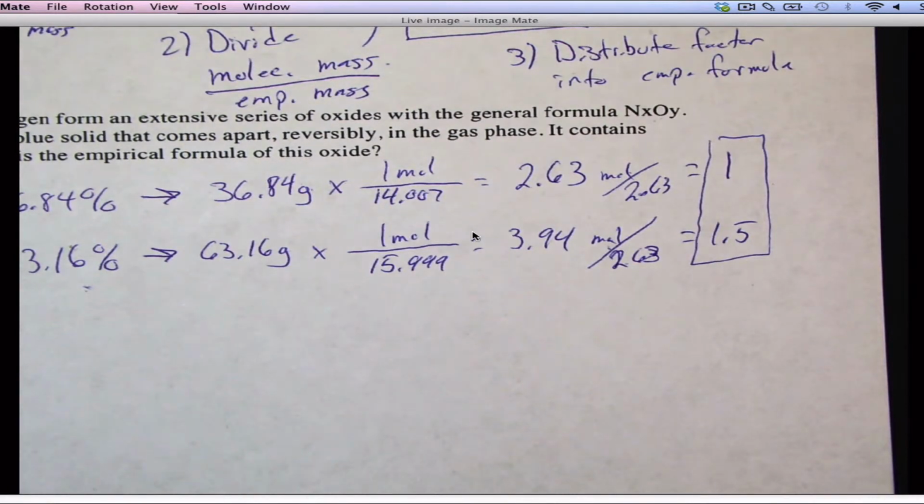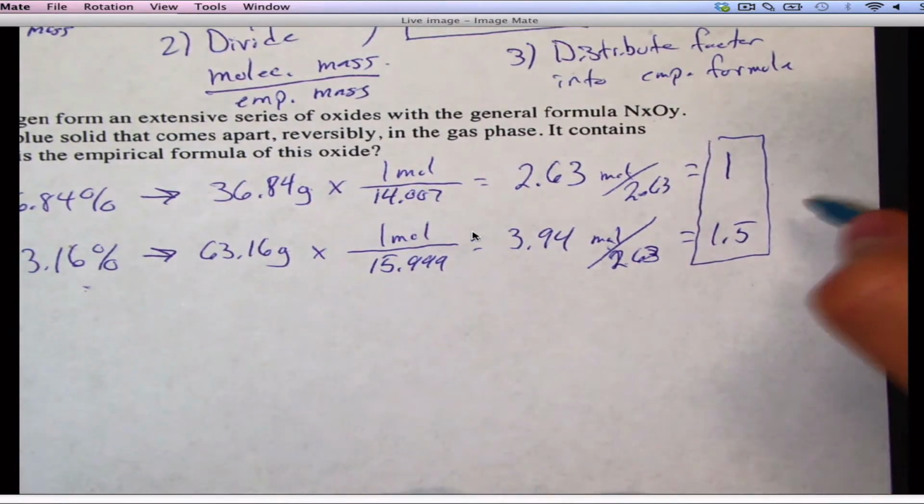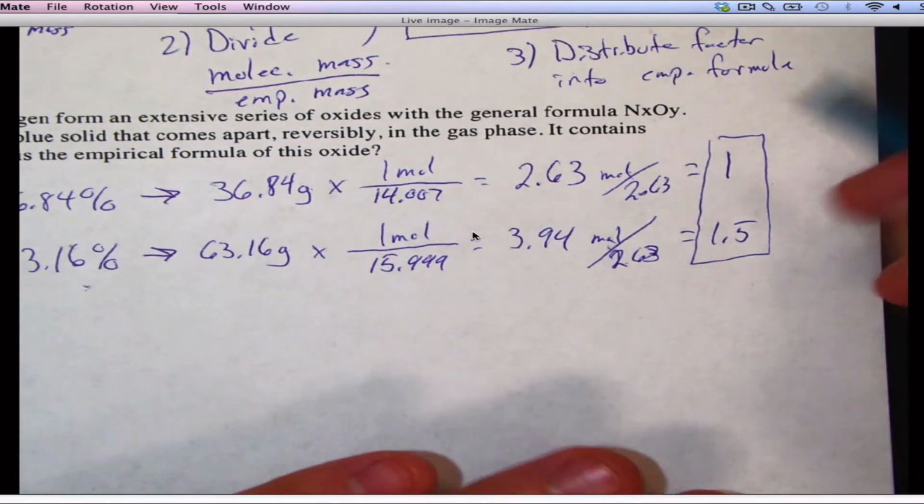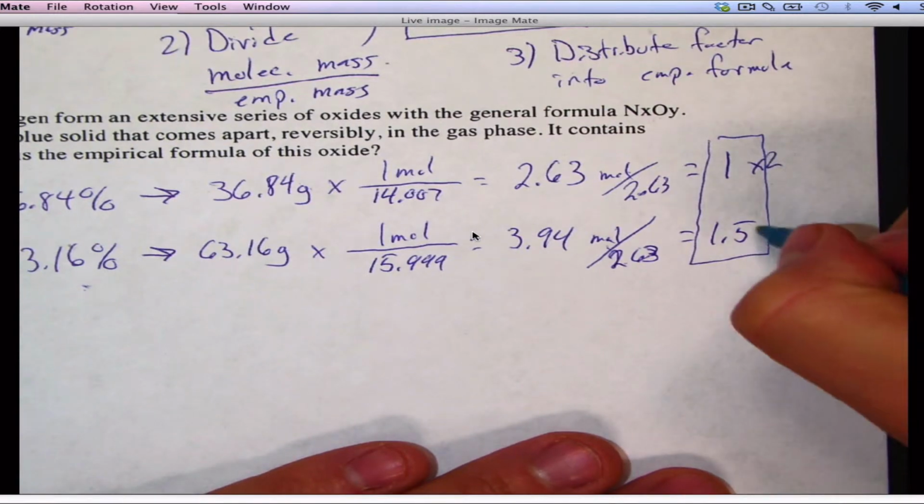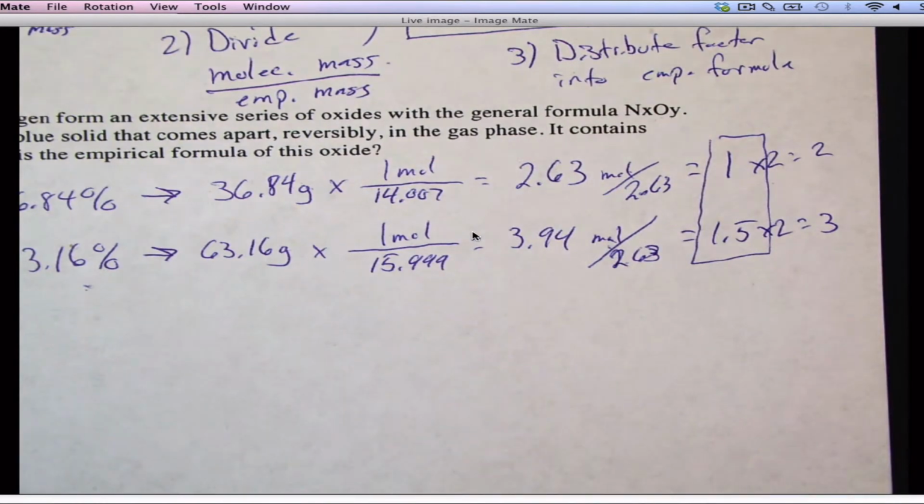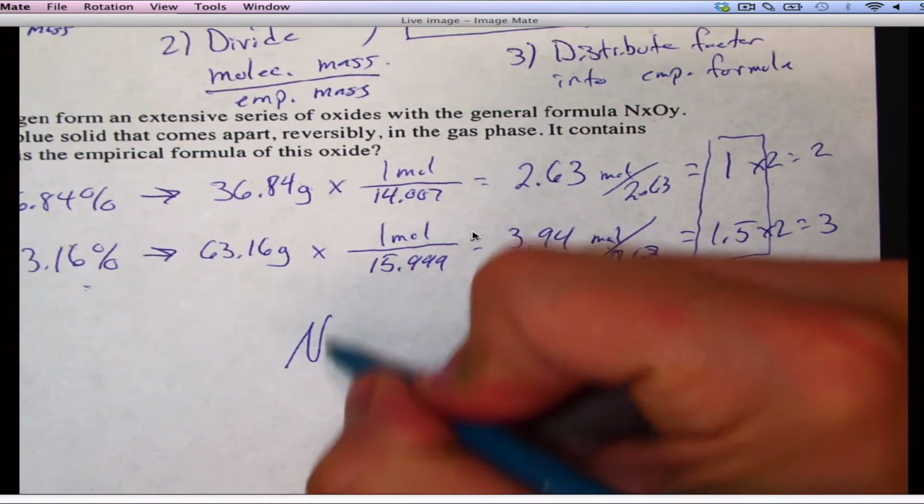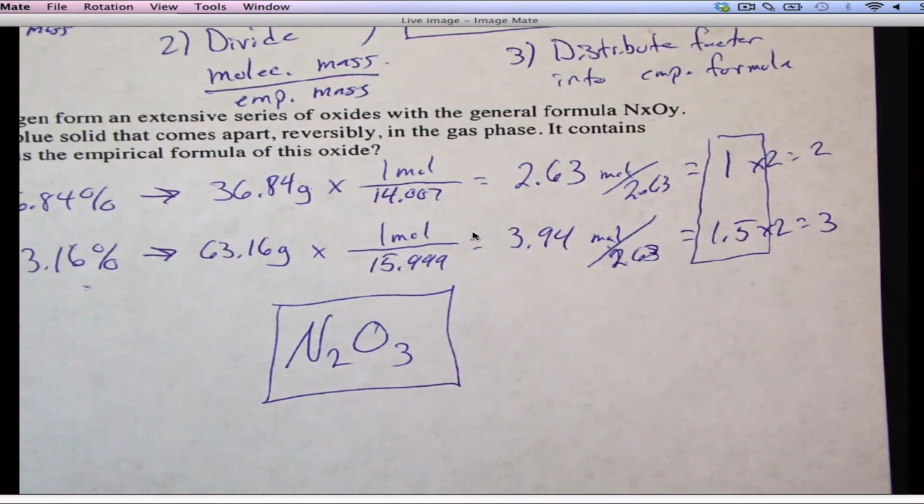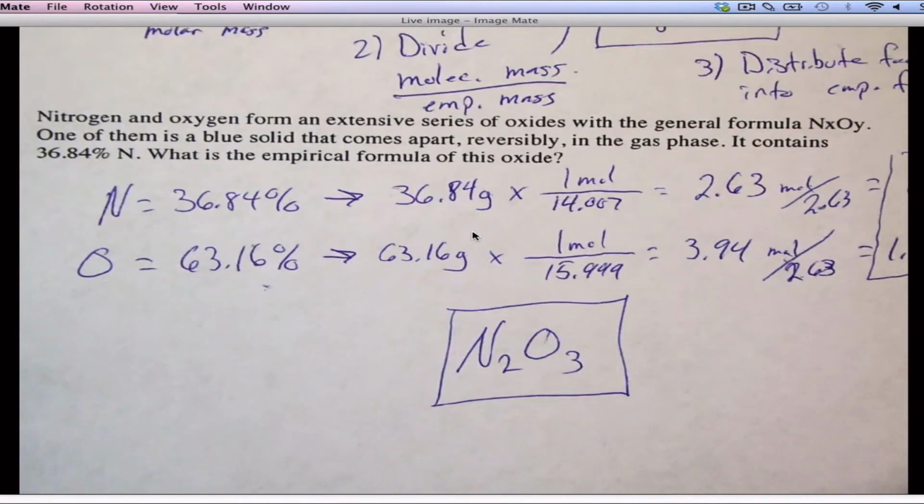And if they don't come out to nice whole numbers like they did here, you have to multiply them out to get nice whole numbers. So the best thing to do is to start with the lowest number, like multiply it by 2, then maybe multiply it by 3 and see which one comes out the lowest. In this case, we multiply both by 2, we get a 2, we get a 3, those are our factors. So now my empirical formula is 2 nitrogens, 3 oxygens, N2O3. There's my empirical formula.